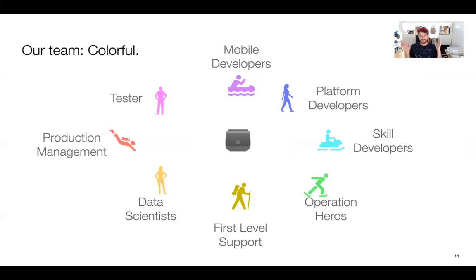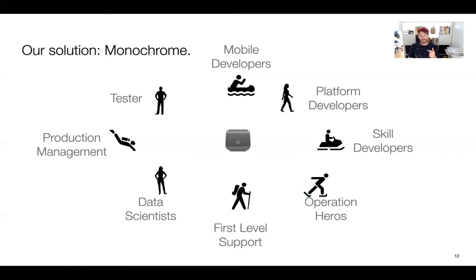So for example, we have production management, we have testers, we have data scientists, we have first level supports, we have operation heroes, and we have developers for different things and parts of the application. So we are simply a colorful bunch of people with different skill sets. And if you look at Robert and myself, we are monochrome. So we built a monochrome solution that fits for us.